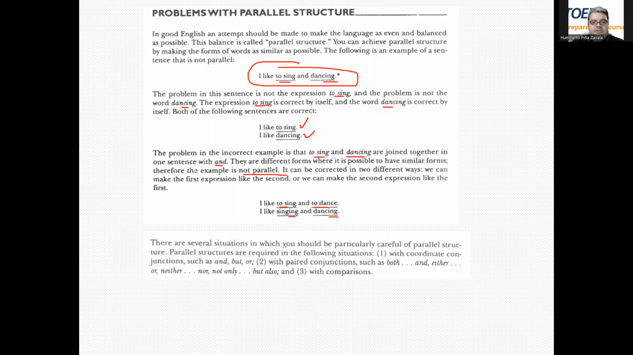There are several situations in which you should be particularly careful of parallel structure. Parallel structures are required in the following situations. One, with coordinate conjunctions such as and, but, or. Two, with pair conjunctions such as both and, either or, neither nor, not only but also. And number three, with comparisons, right?